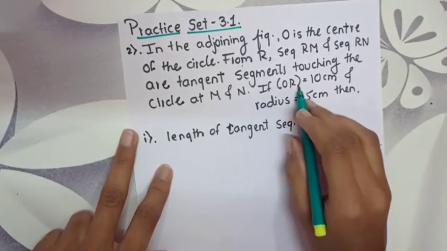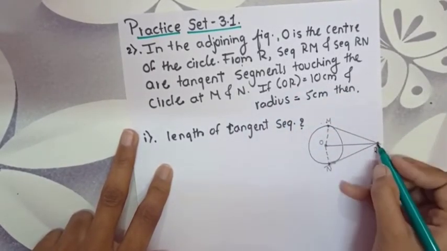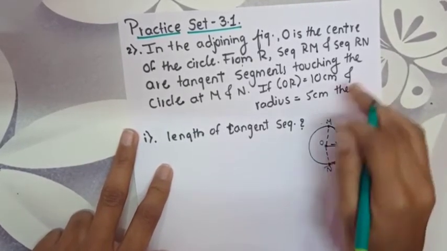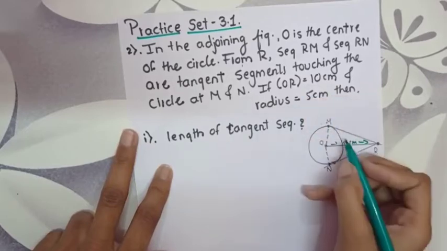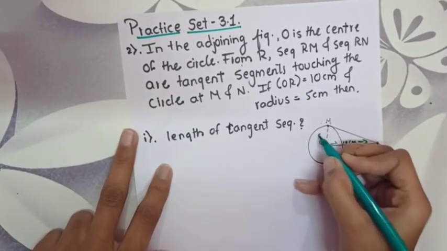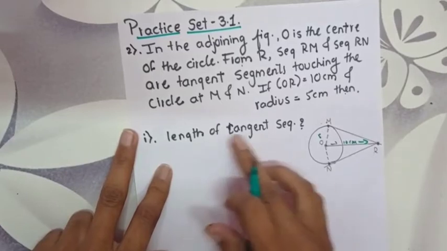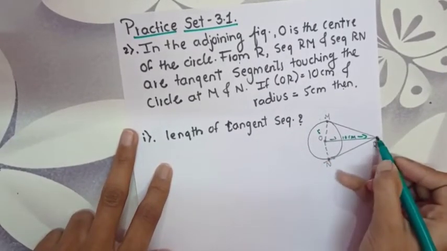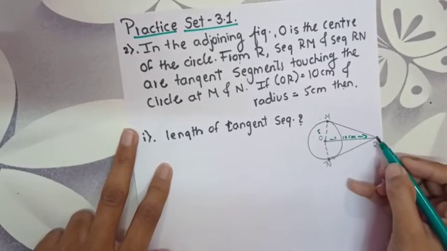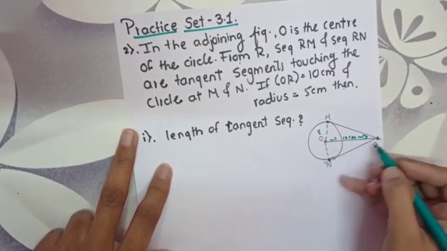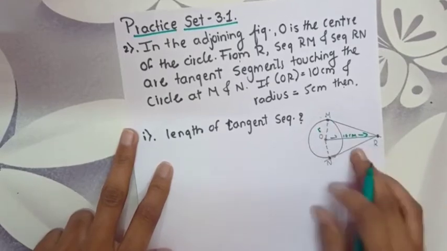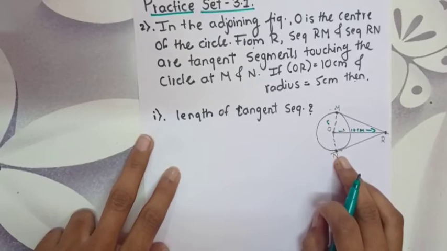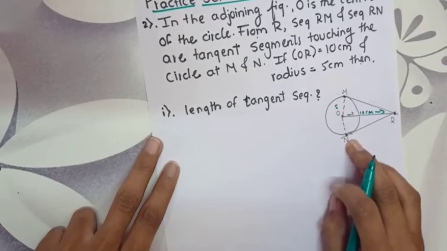Now, if OR is equal to 10 centimeter and the radius is 5 centimeter, then what is the length of the tangent segment? Here the tangent segments are RM and RN. If we find one of them, we know the other one will be equal by the tangent segment theorem.